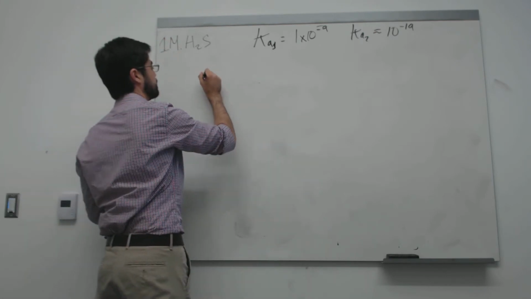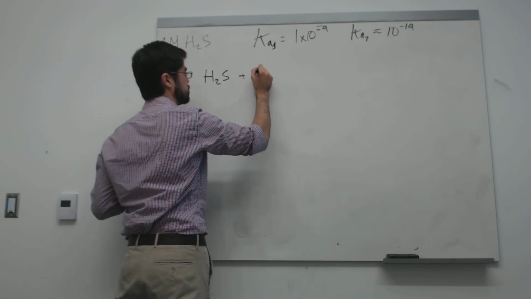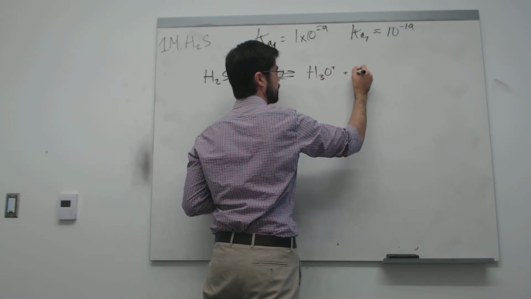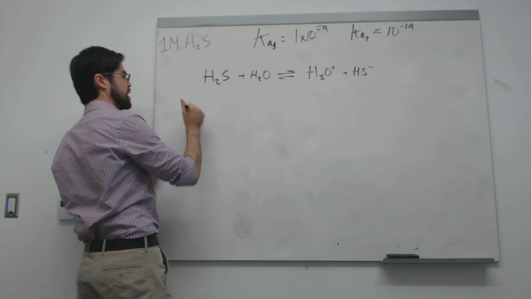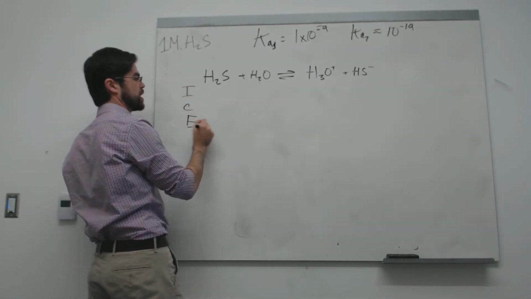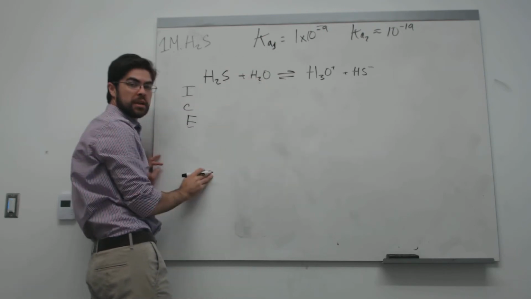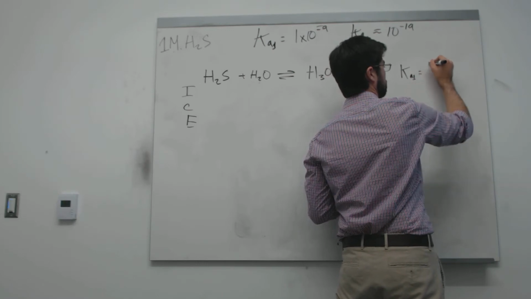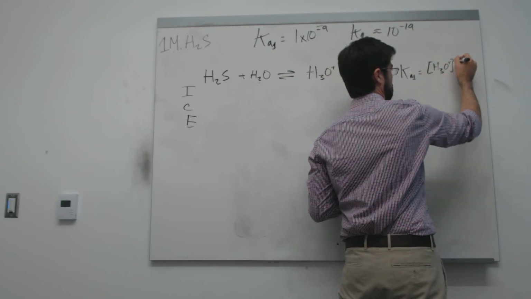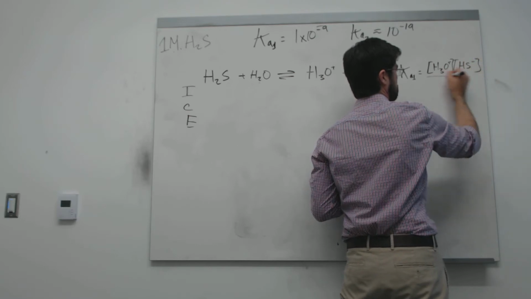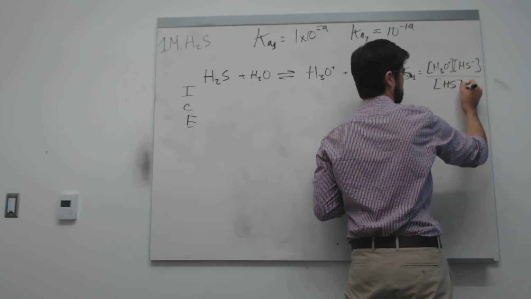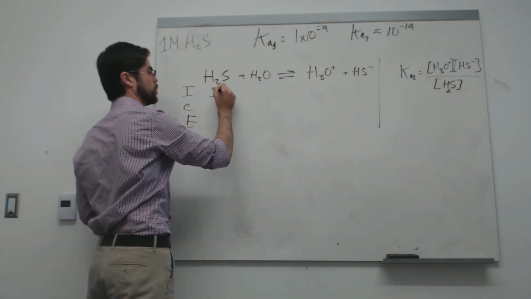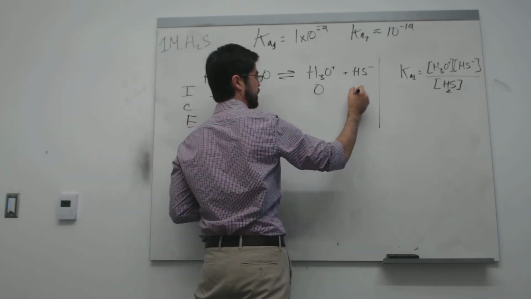So for the first proton, you have this reaction: H2S donates it to water and produces hydronium and the HS minus ion. I would do this with an ICE box because, again, it's an equilibrium process and there's an equilibrium constant associated with it. I know that the equilibrium constant Ka1 should be hydronium concentration times HS minus over concentration of H2S.